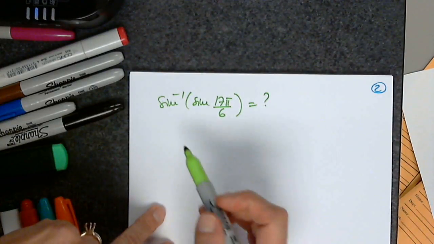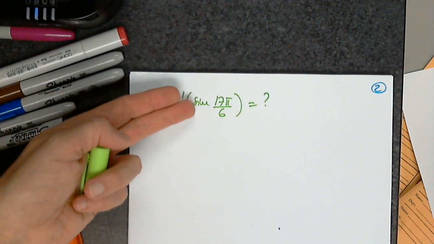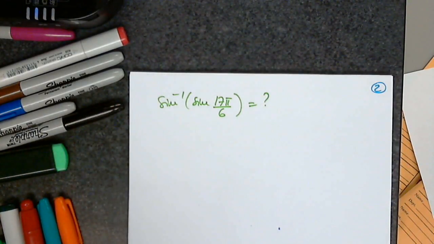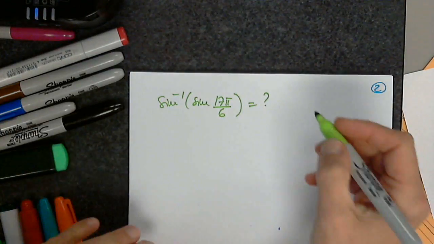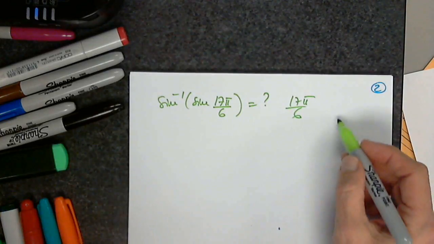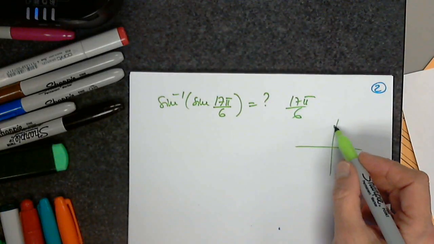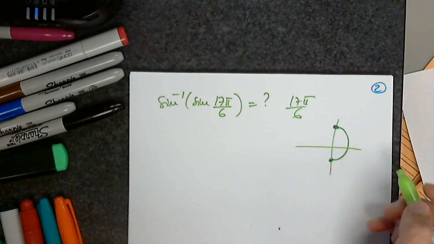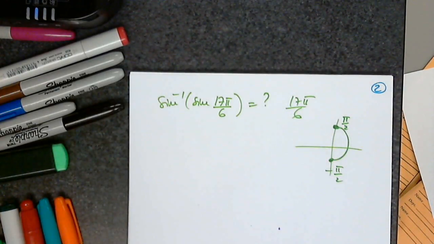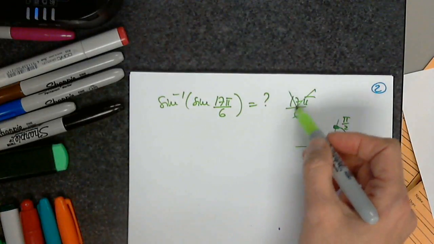Right. I am tempted to say, well, I apply the inverse function to the function. These two are inverse functions, and what does that mean? If I apply the inverse function and then the function, I should get x. If I apply the function and then the inverse, I should just get x. So I am tempted to write 17 pi over 6. But that would be incorrect, because I know the answer for sine inverse has to be between negative pi over 2 and pi over 2, and this is not an angle between negative pi over 2 and pi over 2. So I could not write this.